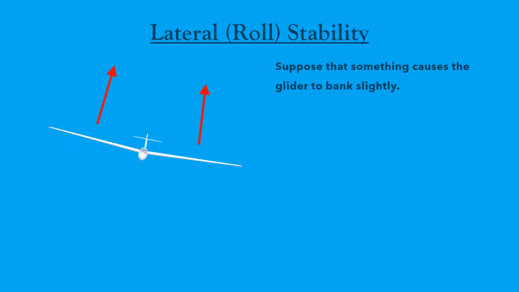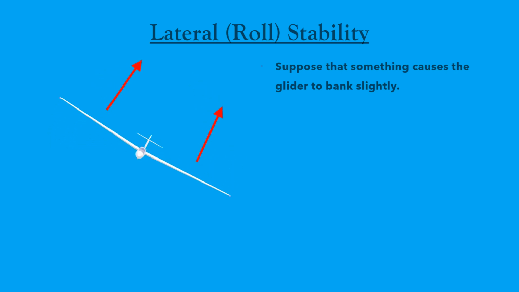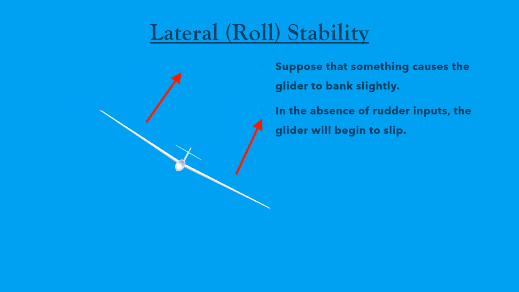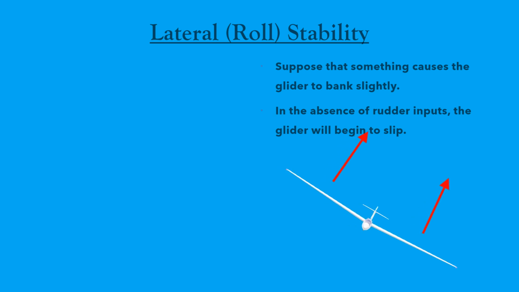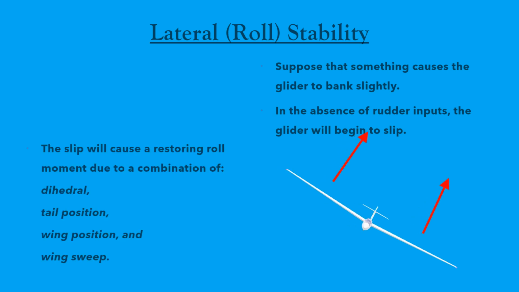So here we have a glider, and a disturbance has lifted one wing and caused the glider to be in a bank. In the absence of any inputs with the rudder, the glider will enter a slip. This slip causes a restoring roll moment for several different reasons. We'll go through these one by one, but these are dihedral, tail position, wing position, and wing sweep.